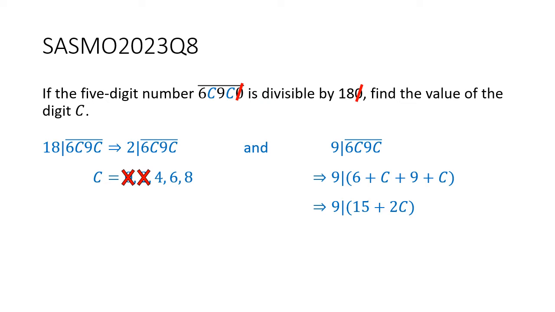Let's sub in 4. Nope, doesn't work. 9 does not divide 23. Let's try 8. Well, 16 plus 15 is 31. 9 does not divide 31. So we're only left with one value, 6. But for the fun of it, let's check that as well. So 15 plus 12 is 27. 9 does divide 27. So 6 is our correct answer.